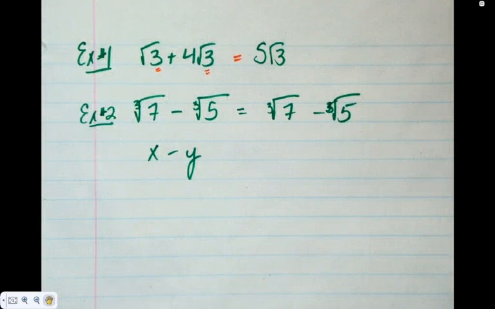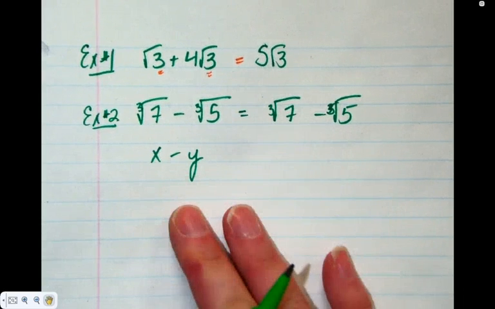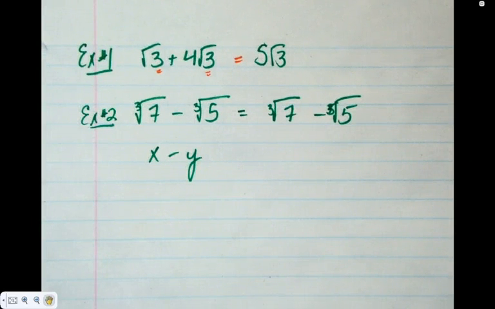Don't leave it blank. Blank tells me you didn't know what to do. You can write already simplified. You can write NA, not applicable. You can rewrite it. Just don't leave it blank because that tells me you didn't know. Okay, so don't try to simplify if you can't. If you can't, you can't. You just leave it. That is as simple as we can get it.